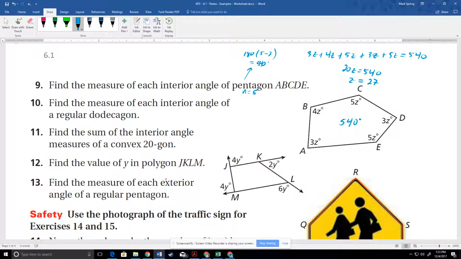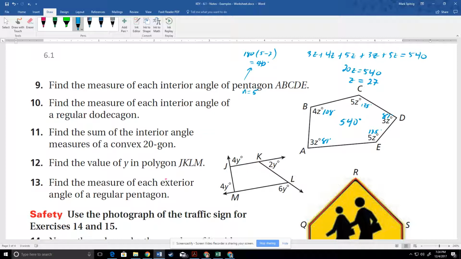27. So if z is 27, it says find the measure of each interior angle, so I just have to go back and plug this in. I hope I did that math right. But we get 108 for this one. We get 5z, which would be 135. So here and here, 135. And then 3z would be 81 degrees for each of these. So those are all your angles based on that z.